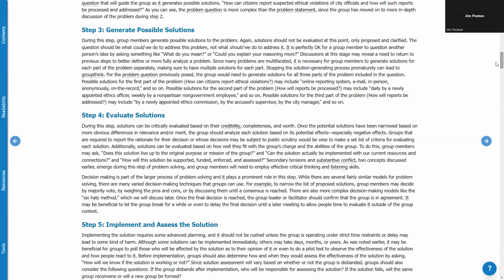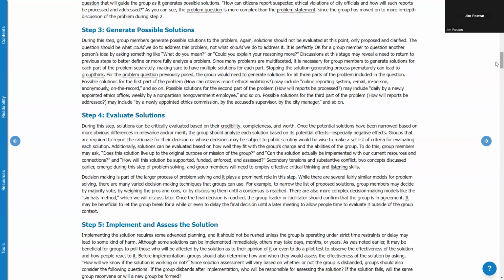For the problem question previously posed, the group would need to generate solutions for all three parts of the problem included in the question. Possible solutions for the first part of the problem: how can citizens report ethical violations? May include online reporting system, email, in person, anonymously, on the record, and so on.